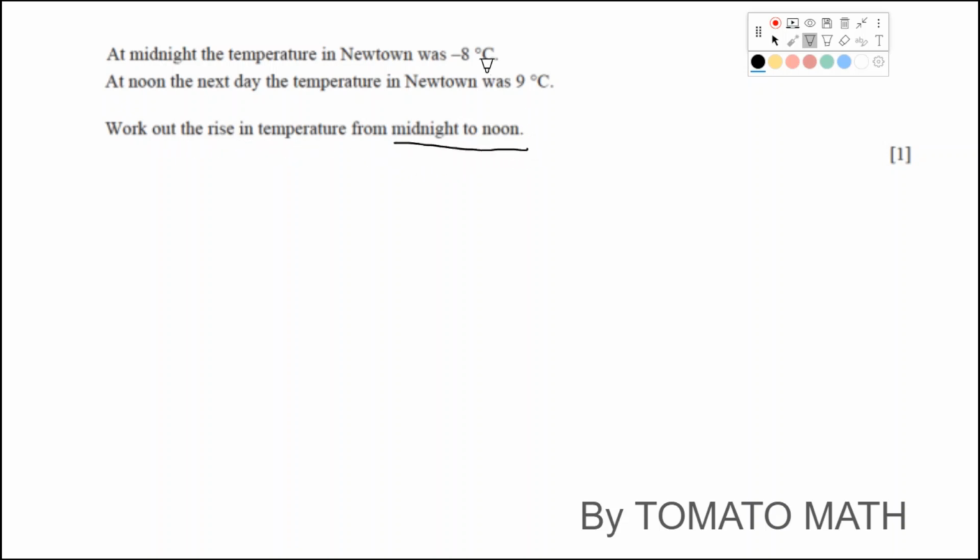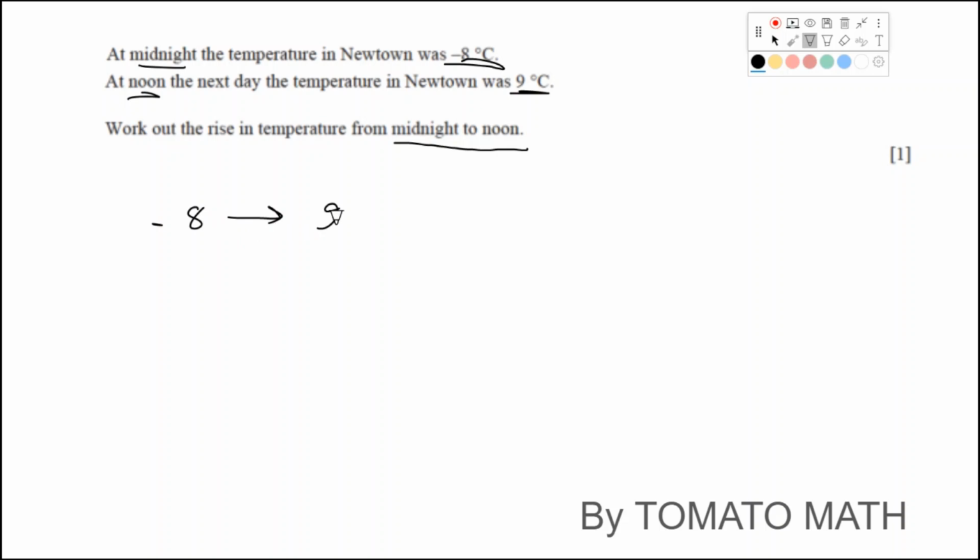So at first it was -8, which is at midnight, and the next day it's 9, which is the noon. So at first it was -8, and then it was 9 Celsius. So how did we get from -8 to 9?